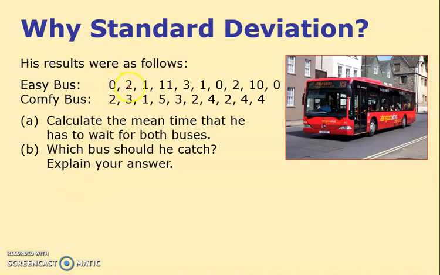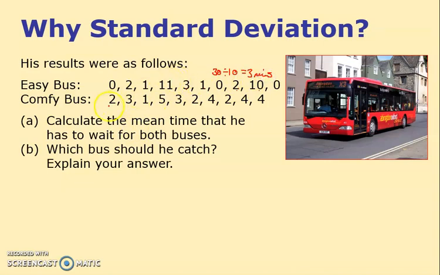So if I just add them up, 0, that's 2, 3, 14, 17, 18, 19, 20, 30. So the first one is 30, and I think it's 10 times it says, so it's 30 divided by 10 is 3. So he has to wait an average, a mean time for this bus of 3 minutes.